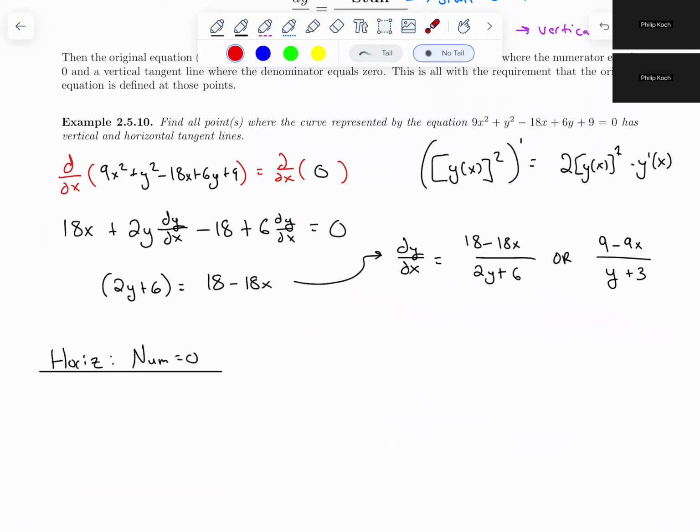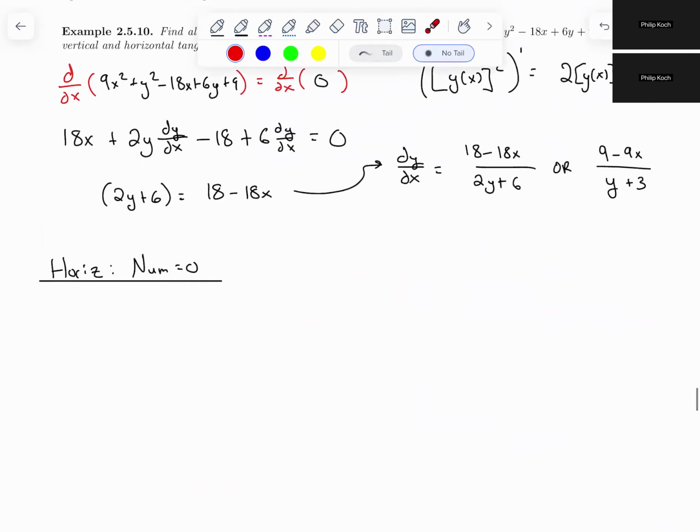Either way, horizontal means numerator equals 0. That means 9 minus 9x equals 0, which gives me that x is equal to 1. John Doe student boxes this as their answer. John Doe student's wrong, though. Yeah, frequently John Doe student's wrong.